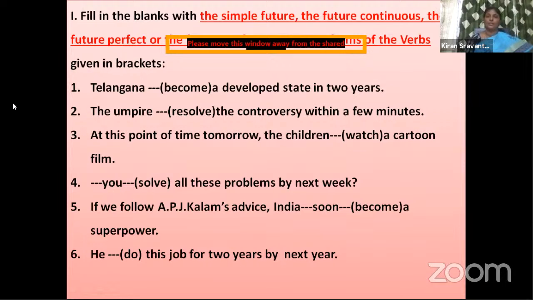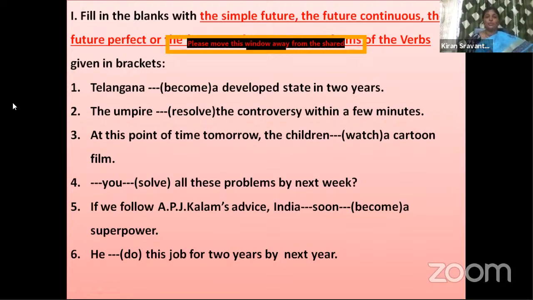So it takes another 2 years. Then the umpire, resolve in bracket, resolve the controversy within a few minutes, will resolve. The umpire will resolve the controversy within a few minutes. And third sentence, at this point of time tomorrow. At this point of time tomorrow means so and so action will be going on. So at this point of time tomorrow, the children will be watching a cartoon film. Will be watching a cartoon film.